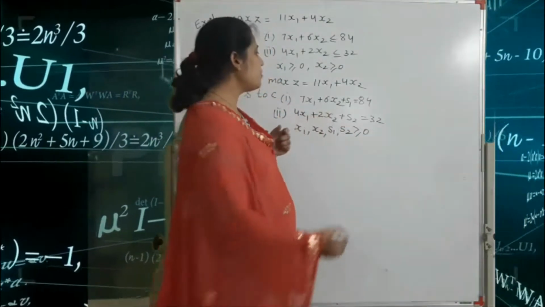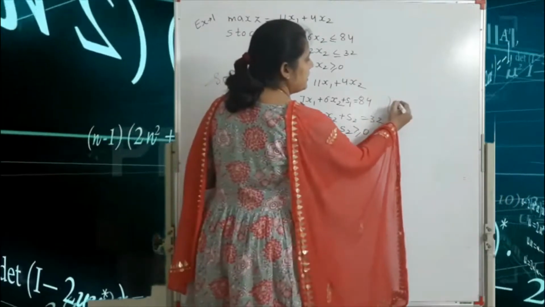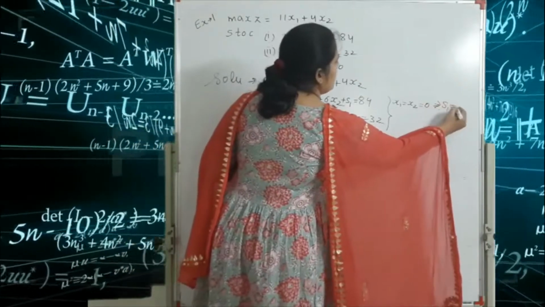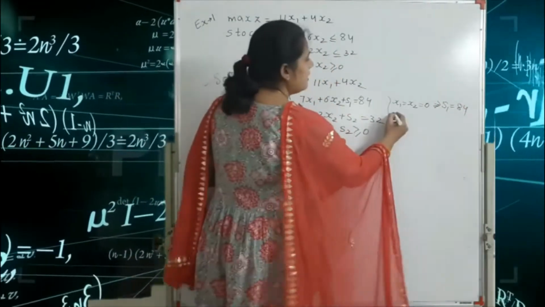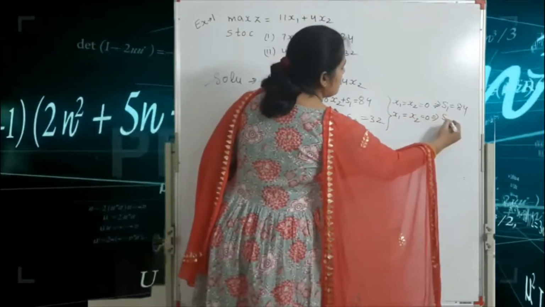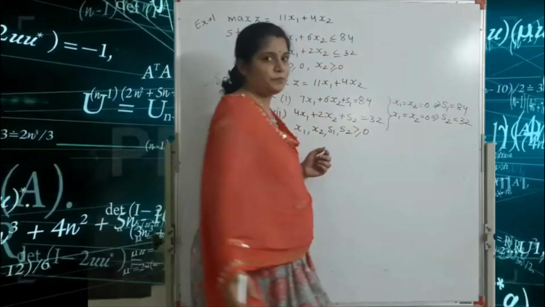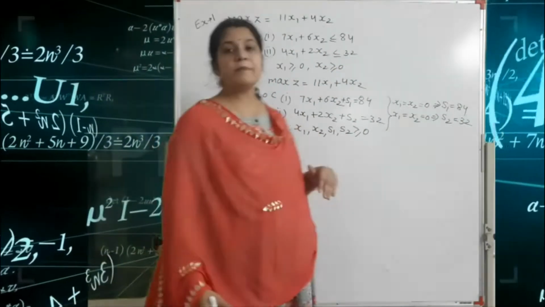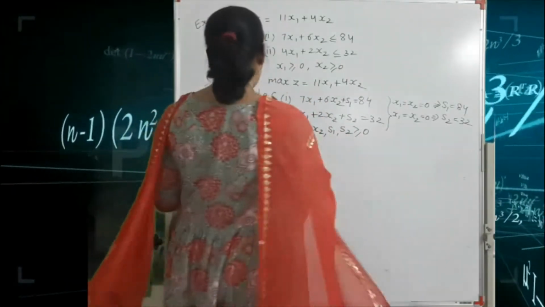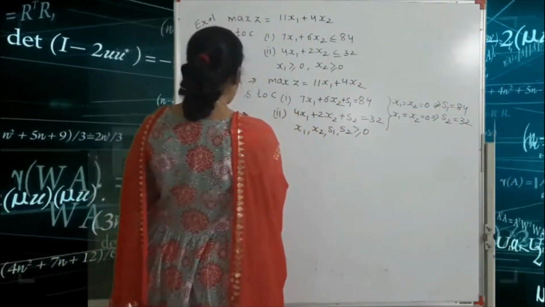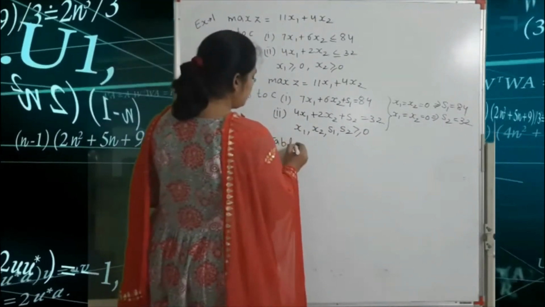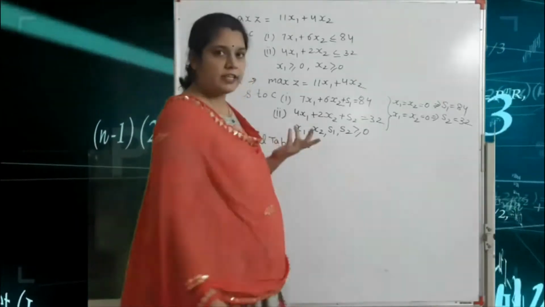If you have any confusion, put x1 equal to x2 equal to 0 in the first equation, so s1 is equal to 84. Got it? In the second equation, x1 equal to x2 equal to 0 gives s2 equal to 32. First we make the initial table, so let's start our solution. You write here Table 1, the initial table.